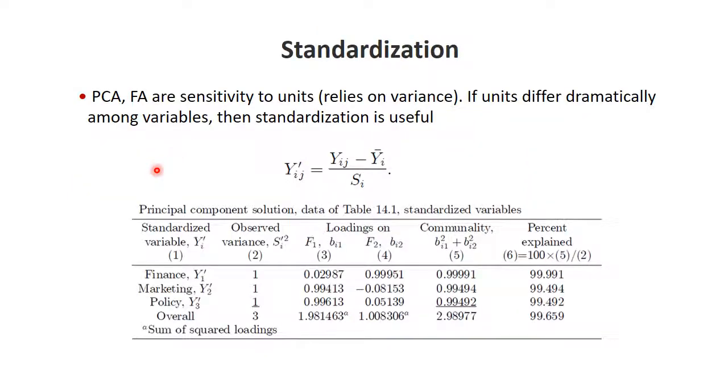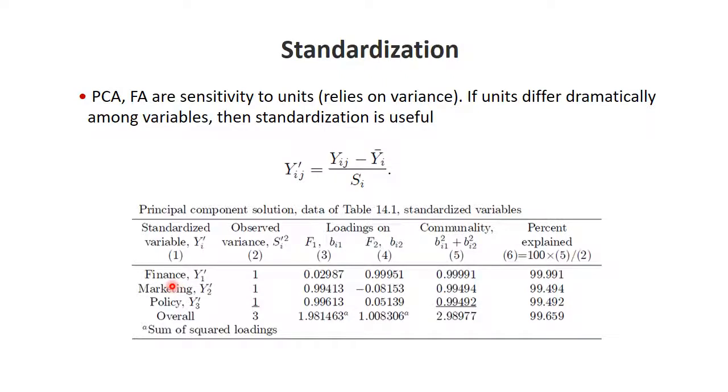One thing we have to worry about in both PCA and factor analysis is the sensitivity to units, simply because my variable y depends on the scale. If I work in pounds or kilograms or meters or kilometers or feet, then that has an impact. If units differ dramatically, what can be very useful is to standardize things. But then we also have to worry that the interpretation is going to change again.